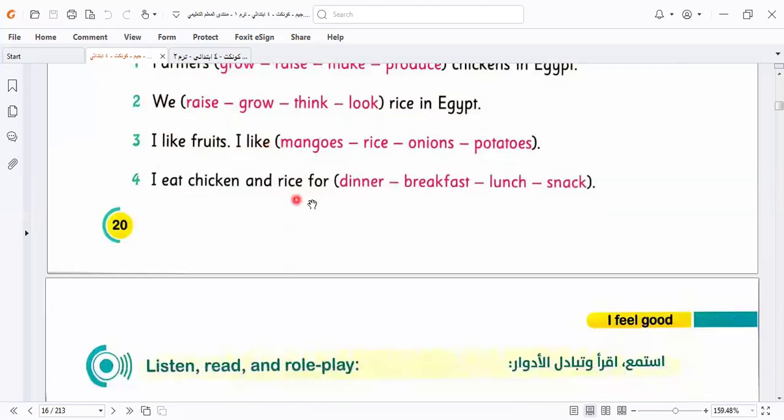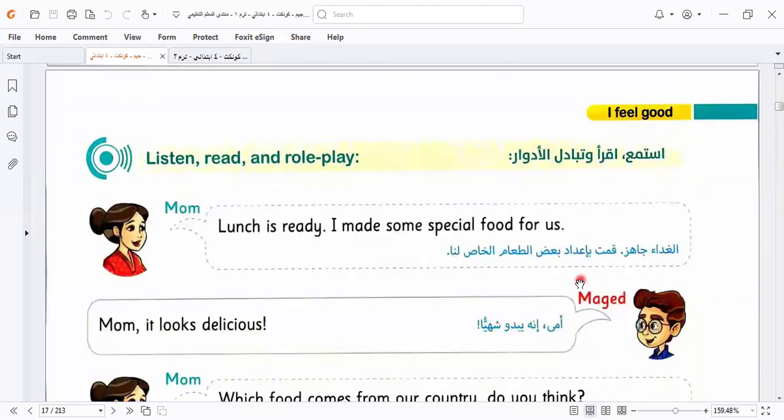I eat chicken and rice for what? This food we have it. We will have this food in what? In breakfast? No, not in breakfast. In dinner? No, not in dinner. In lunch. Okay. Let's go to answer another item here.